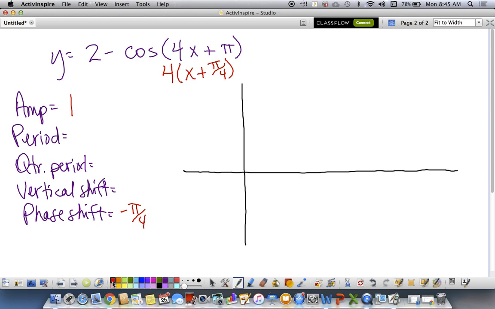What's the period, Emma? Pi over 2. So did you do 2 pi over 4? Mm-hmm. Which is simply pi over 2. Yes. What is the quarter period? Pi over 2 divided by 4. Pi over 8.